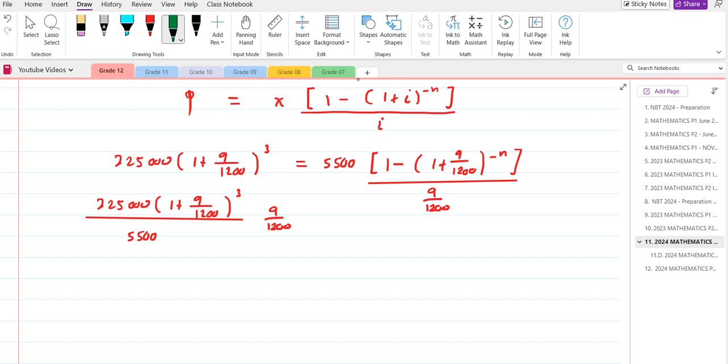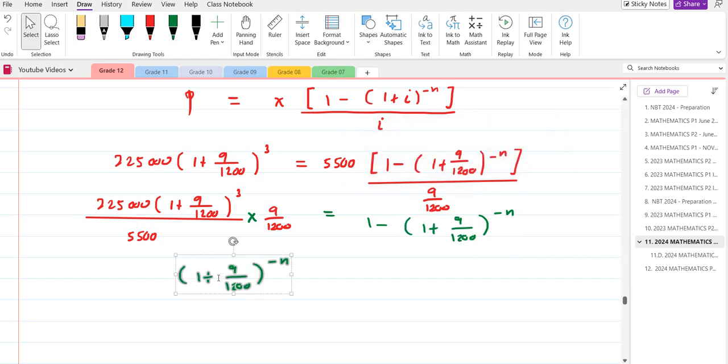Alright, so obviously when we're entering it into the calculator, we got an answer stored there, right? And that's 1 minus 1 plus 9 over 1200 to the power negative n. We know that we have to take all of this over to the other side, right? Because that's negative, goes to the other side, becomes positive. And we're going to take 1 minus the answer over here, whatever the answer we get is. So let's see what answer we get here.